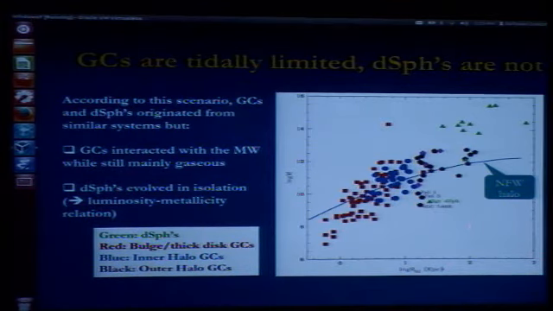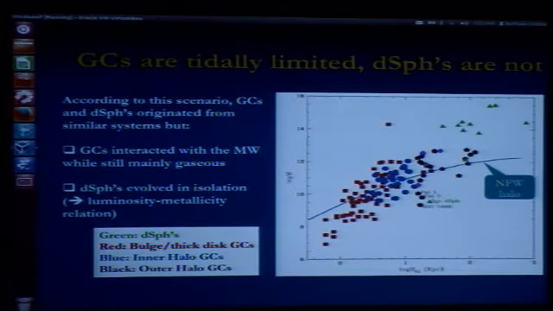Okay? And I plotted here as a red symbol the bulge and thick disk globular clusters from kinematics. They are classified in this way. In blue, the inner halo globular clusters, again from kinematics. In black, the outer halo globular clusters. And in green, the dwarf spheroidals.